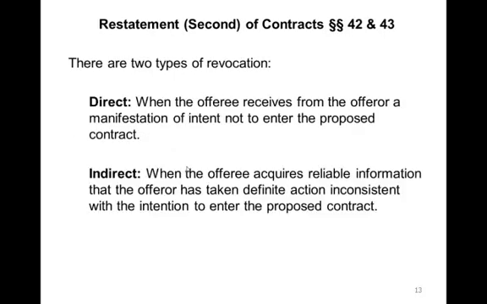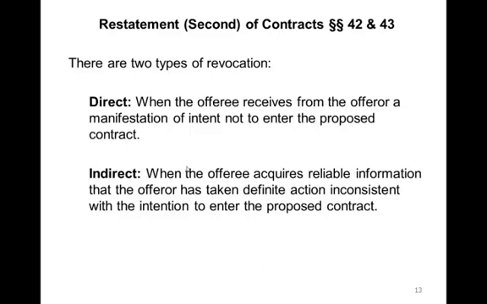We can also lose the power to accept if we revoke. Now, there are two kinds of revocation. If it's direct revocation, it's going to be when the offeree receives from the offeror a manifestation of intent not to enter the proposed contract. So if I say to you, hey, I'll paint your house for $3,000, and you say, well, let me think about it. And then I call you up the next day before you've accepted, and I say, I'm revoking my offer, or I can't do your house for $3,000 anymore, or I can't paint your house. You, the offeree, have received from me a manifestation of intent not to enter the proposed contract. That's a revocation. Your power to accept is gone. If you've accepted before that, it's a separate issue. But once you've revoked, you can't accept.